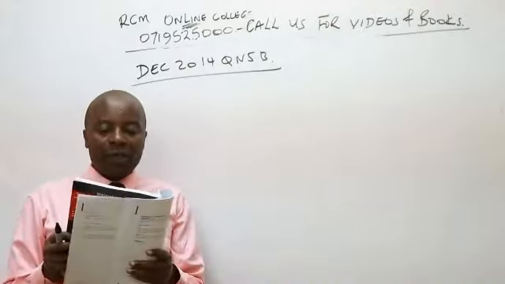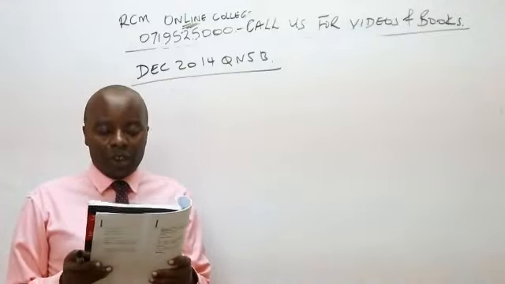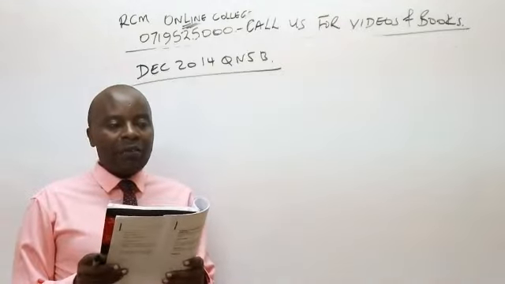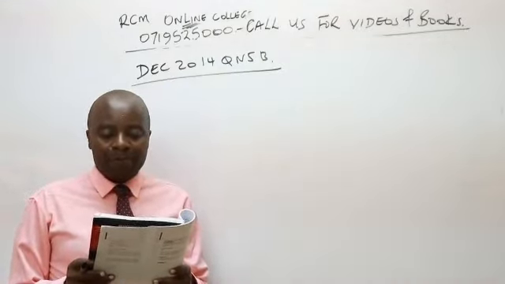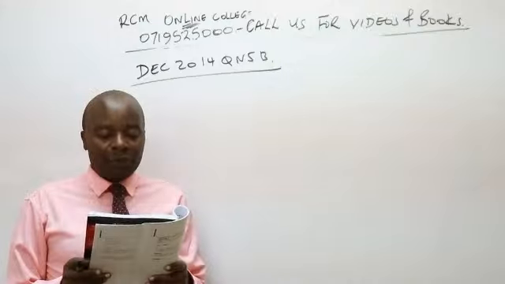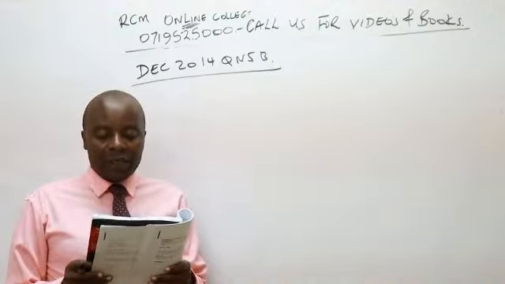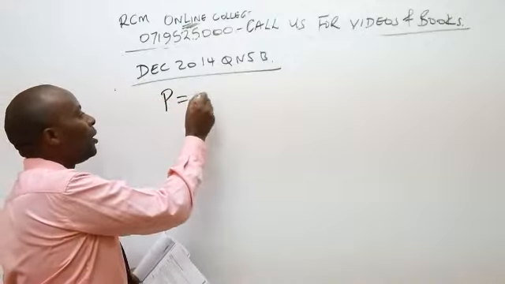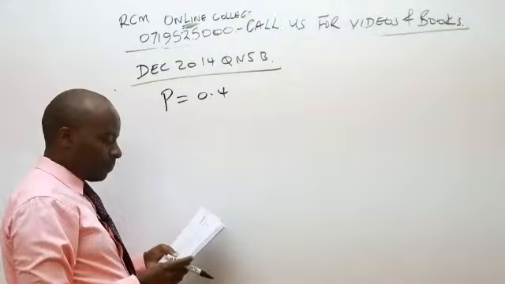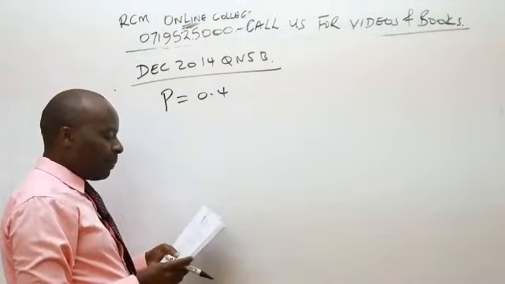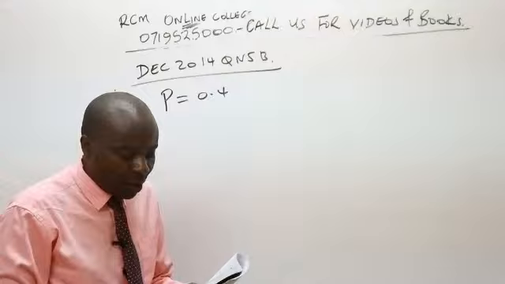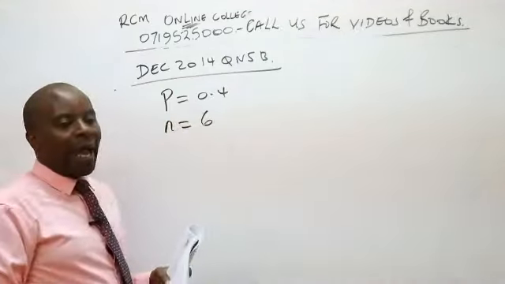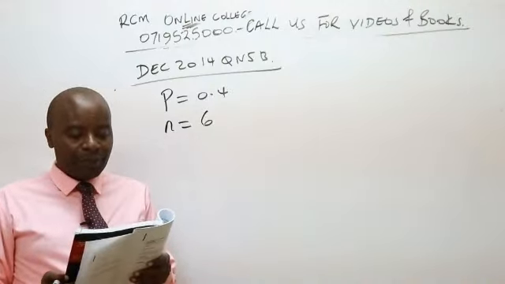We are told a survey was conducted in Pamoja village to establish the proportion of households that were affected by a certain pandemic. The results indicated that 40% of the households in the village were affected by the pandemic. So P is 0.4. A sample of 6 households was randomly selected from the village. So our N there is 6.